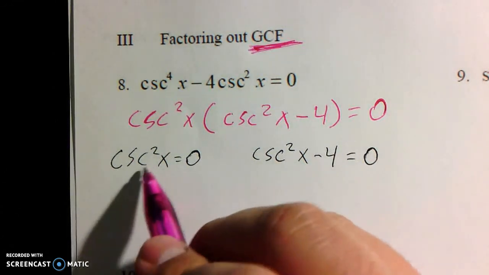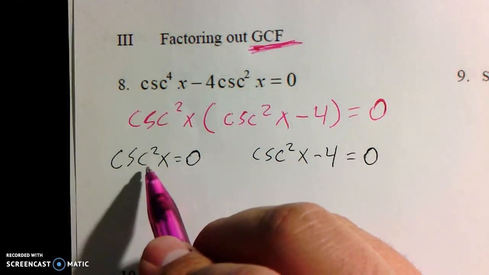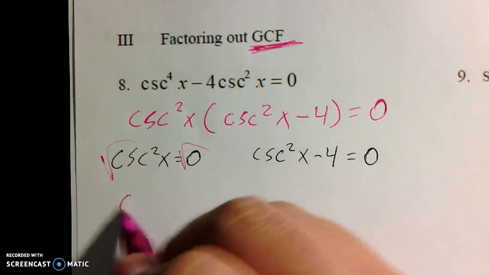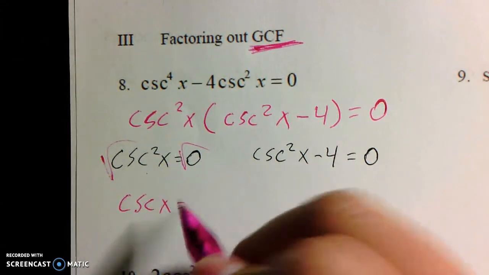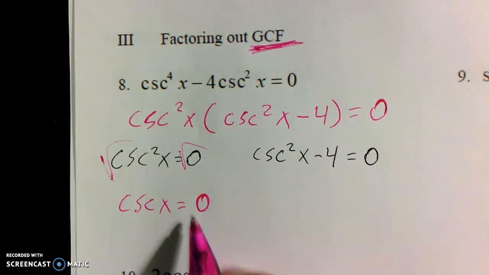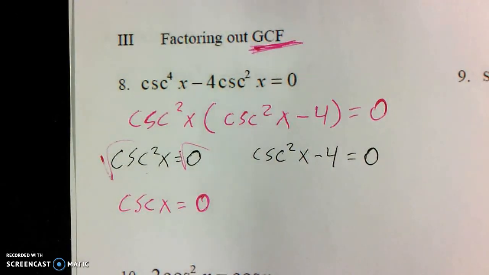From there, I square root both sides. So that's cosecant equals, the square root of 0 is positive and negative 0. So you want to find when cosecant is 0. And that, I believe, will give you two answers. I think that is 0 and 180. I'm pretty sure. Maybe. Maybe not.